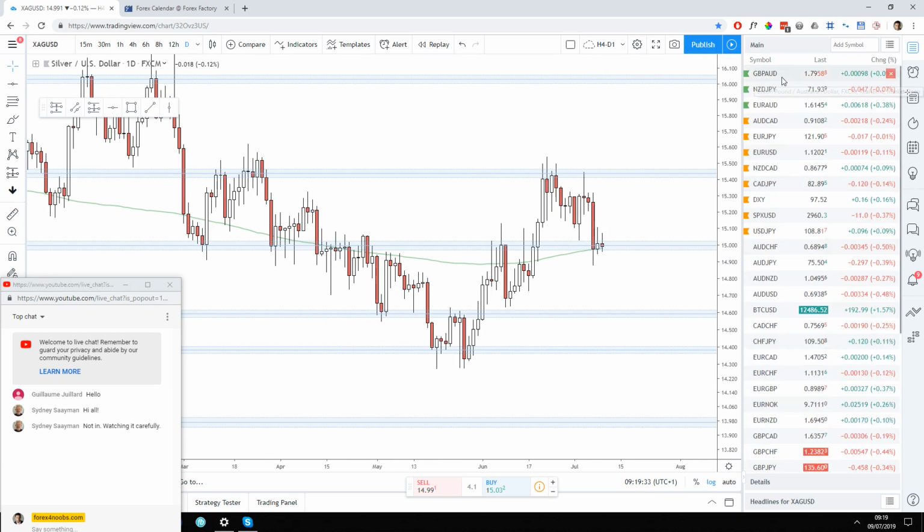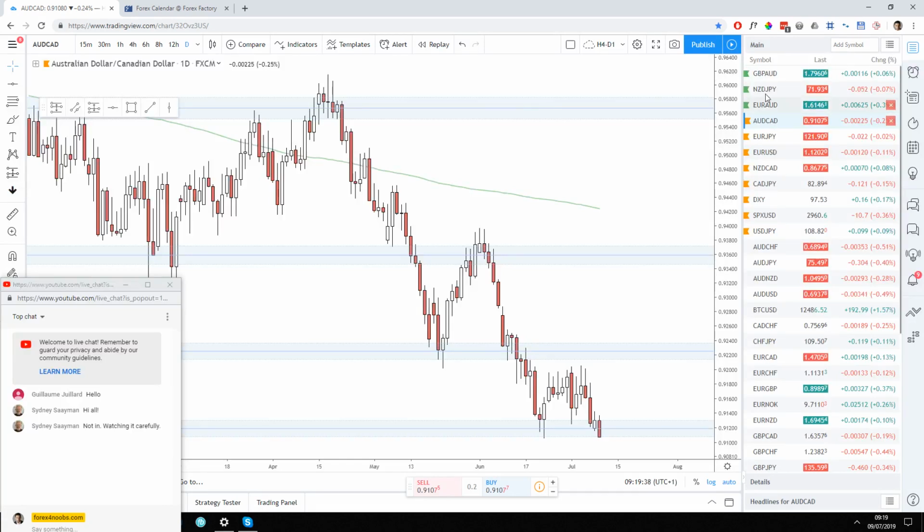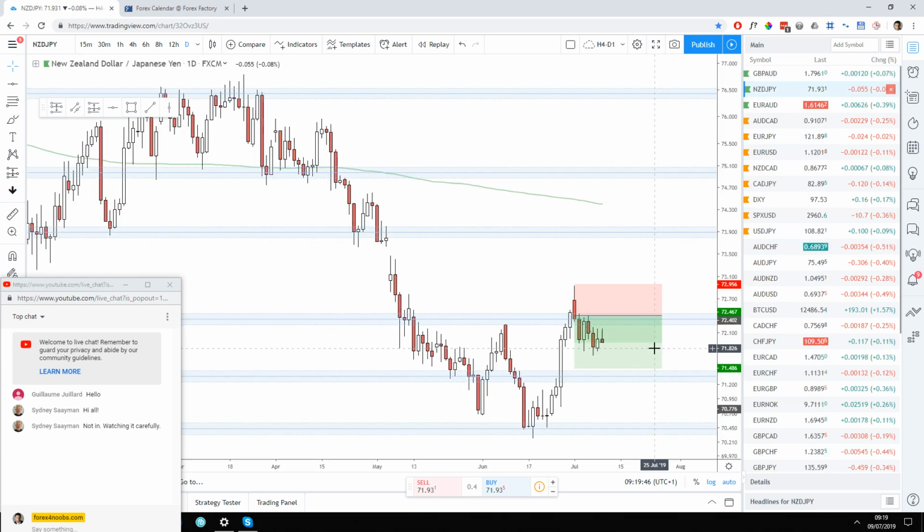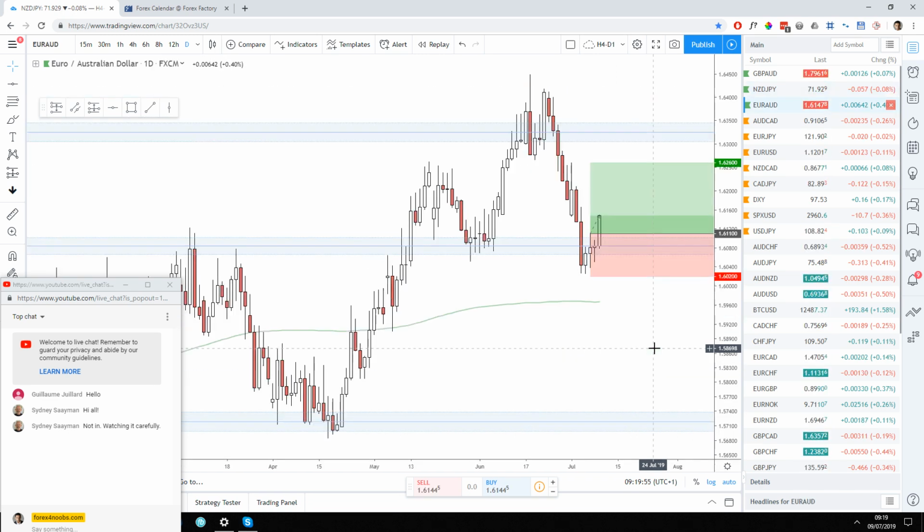Right, so I think that's it for potentials. Let's take a quick review. So GBPAUD, there's an open trade here, which is kind of going okay, I guess. NZDJPY is an open trade here, which is kind of going okay, I guess. Not great, not bad, just okay.